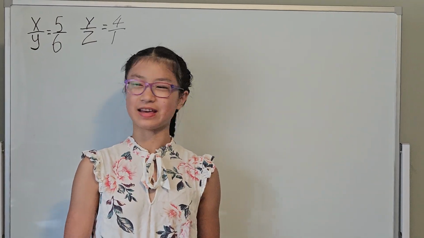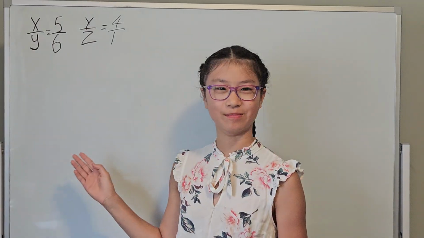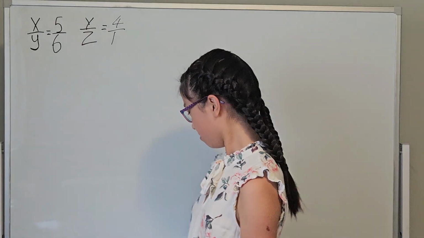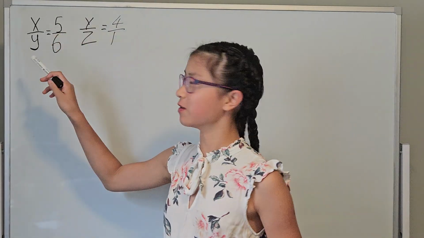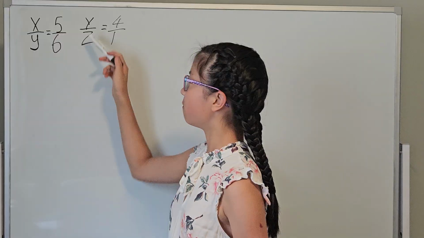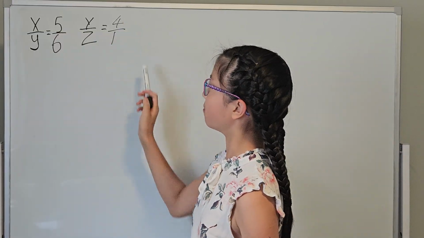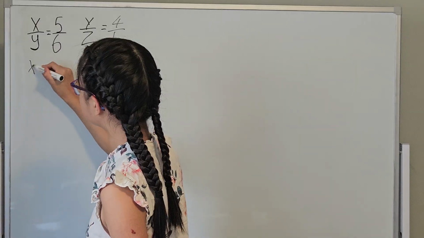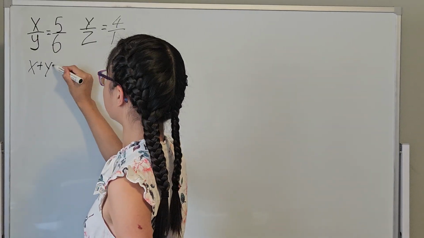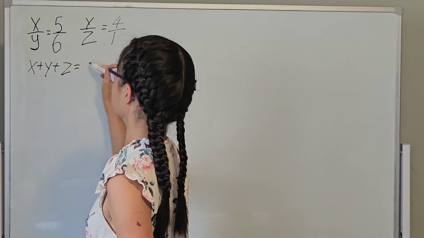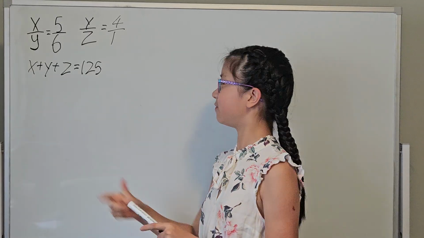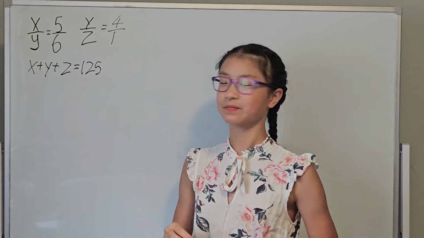Today we have a math problem and it's going to be about ratios. So this problem says that x over y equals 5 over 6 and y over z equals 4 over 1. And then at the end, they said x plus y plus z equals 125. So our goal in this problem is to find what x, y, and z equal.